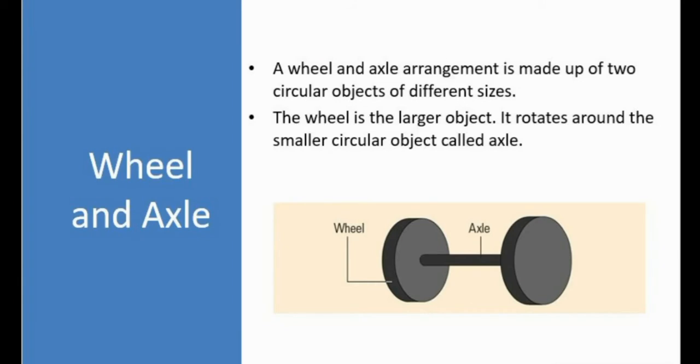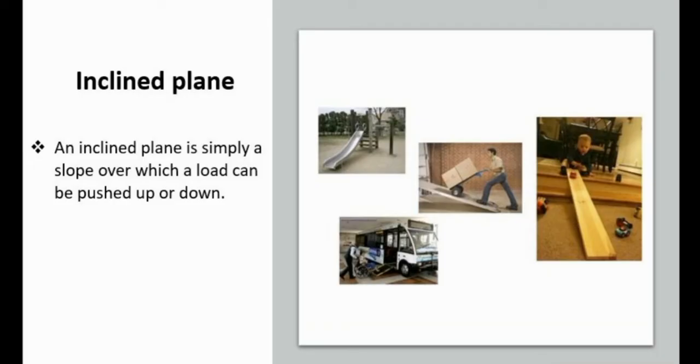Next simple machine is the wheel and axle. It is an arrangement of two circular objects made together, of different sizes. Here the wheel is the larger object and it rotates around the smaller object, which is called the axle, and this arrangement is called the wheel and axle arrangement. A steering wheel, a bicycle pedal, or a screwdriver. These are some of the examples of wheel and axle, and these examples are given in your book at page number 85. Next simple machine is the inclined plane.